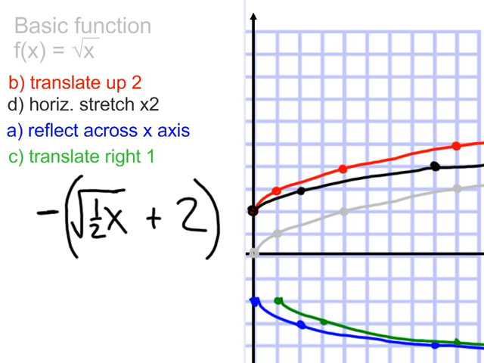And similarly, for this translation to the right by 1, it would be a big mistake to just do, oh, I'm going to put in x - 1 to move to the right. I hope you see the mistake that I'm making here. I needed to erase that x and replace it with parentheses x - 1.